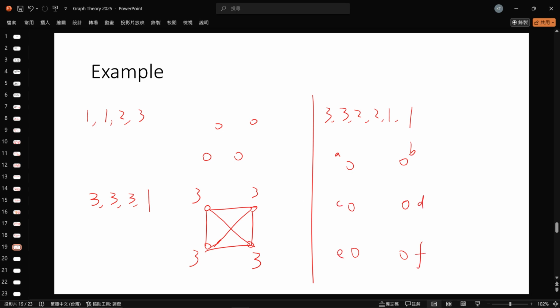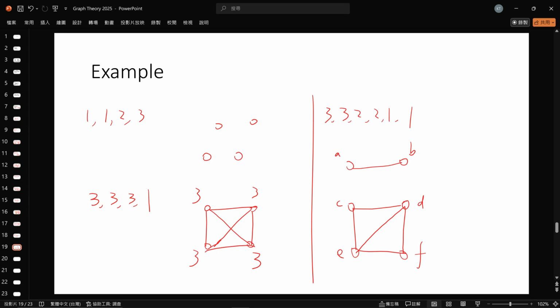So let me assign some labels. Okay, so we have A, B, C, D, E, F. D, F. D, E. E, F. Okay, so let's check.